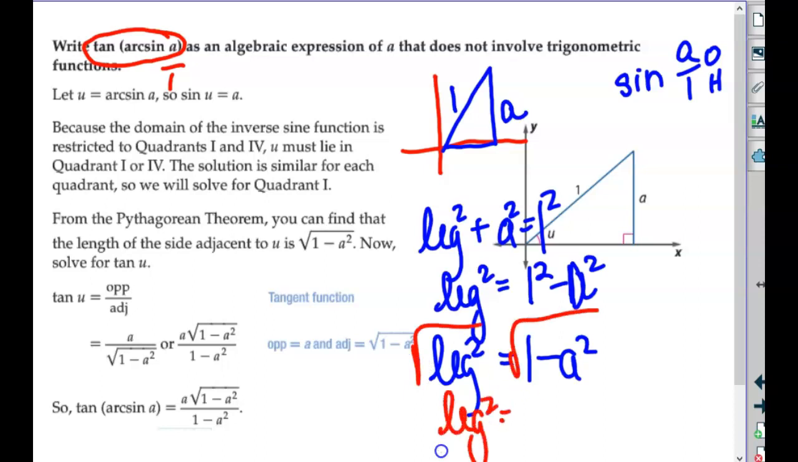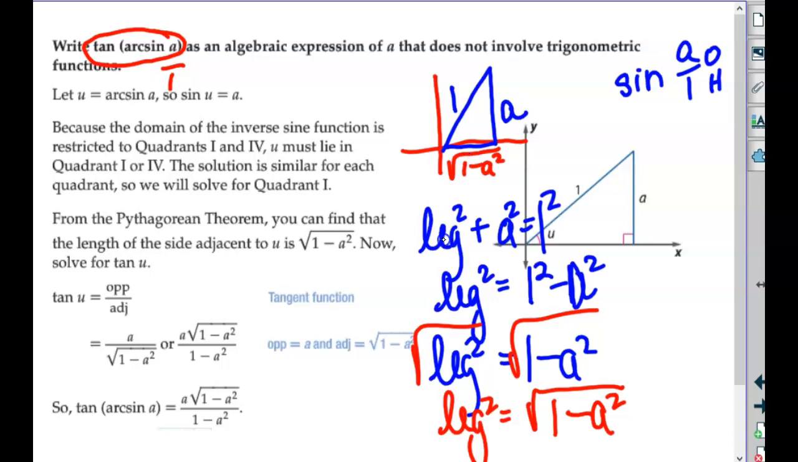That's the leg squared. So if I square root both sides, I can't stress this enough because everybody's going to do it at some point. You cannot simplify a radical with a plus or minus. This does not simplify. It is the square root of 1 minus a squared. Okay? Even if you just can't simplify it. So the answer for this missing piece down here is the square root of 1 minus a squared.